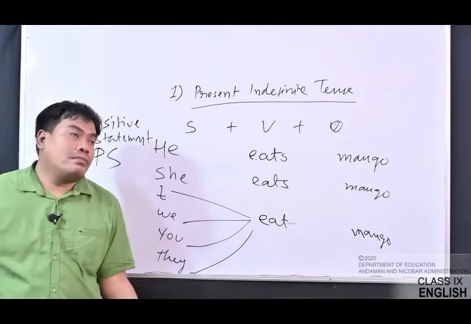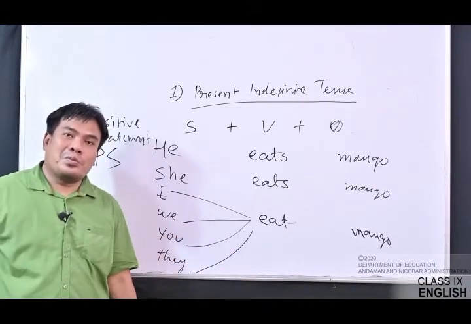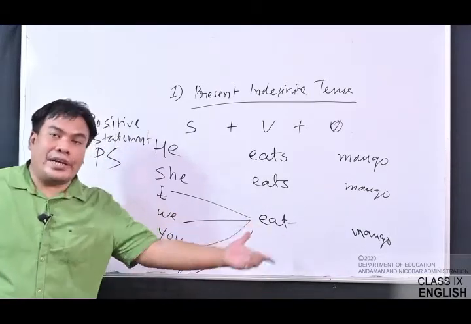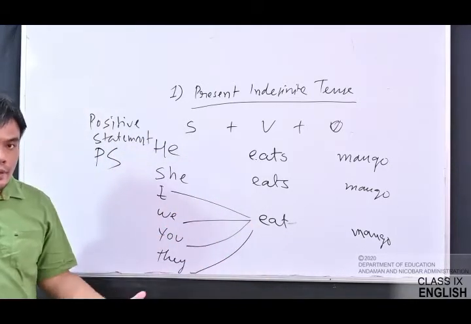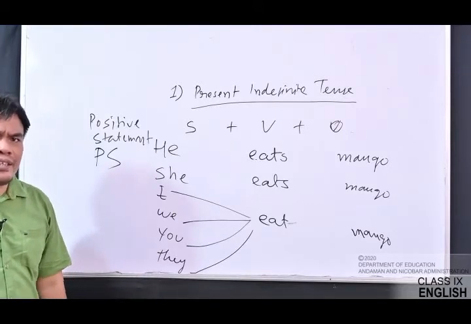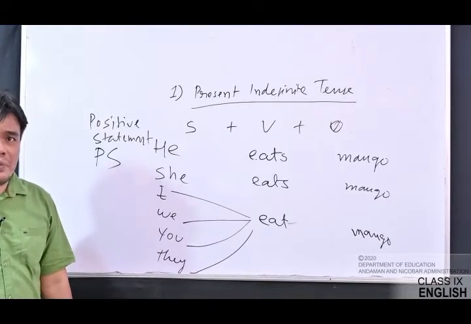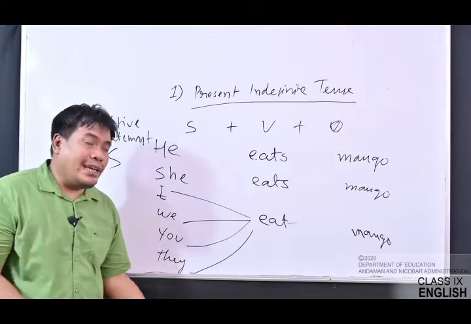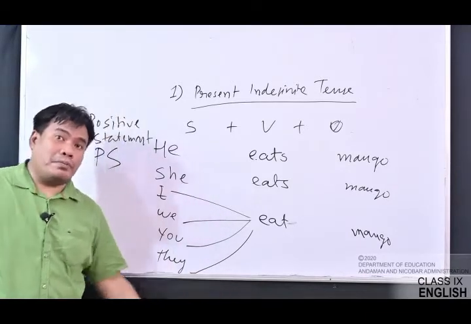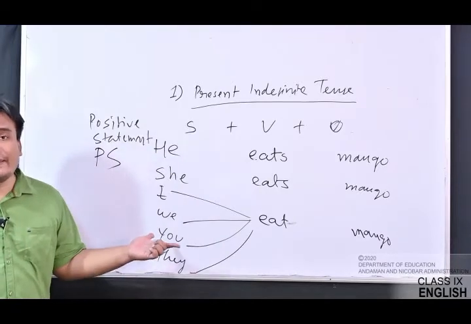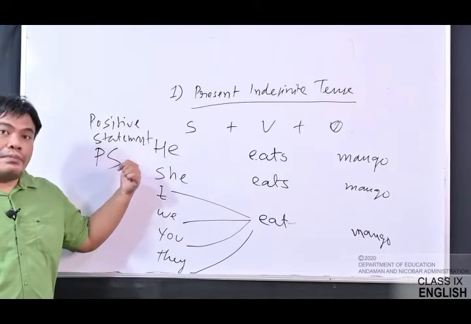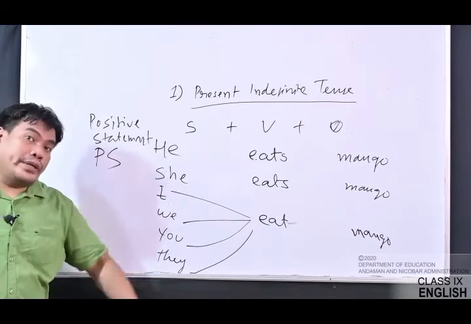I'm confirmed that I eat mango. I'm sure that he eats mango. He eats mango every day. I'm sure of that. There is no denying in that one. I eat that every day. He eats mango every day. Who's going to stop him? That is his habit. He eats. She eats mango. So that's positive statement, whenever you are sure of what you're doing.